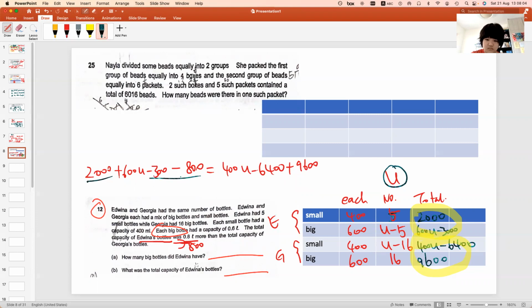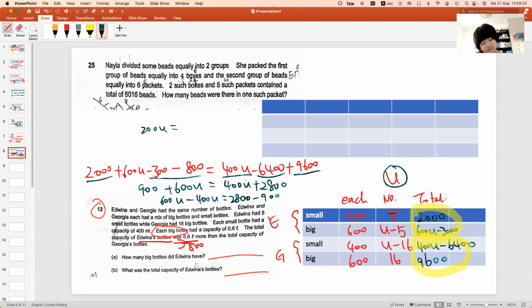This one, you have 900 plus 600U. This is 400U. And then you have plus, then this will be 2800 plus. Okay, so once you have this, you just move things around. So 600U minus 400U is equal to 2800 minus 900. So this is 200U on the left, and of course this side is 1900. So U is, hey, how come my U is not a whole number? It's 8.5.